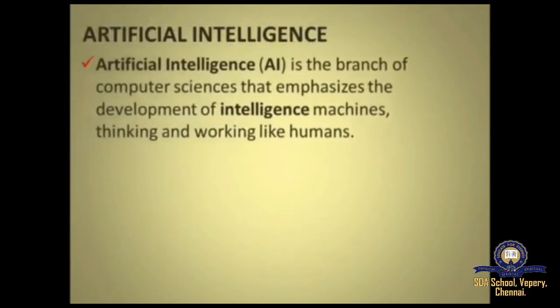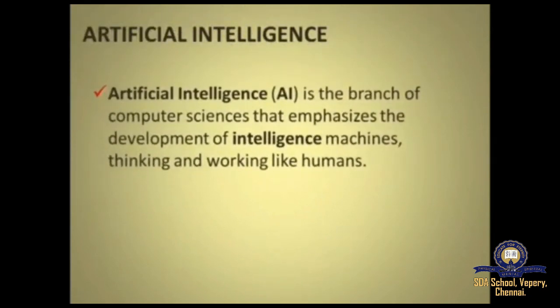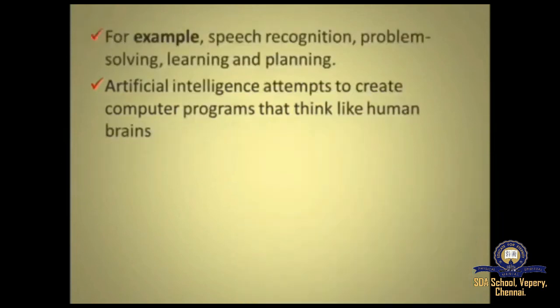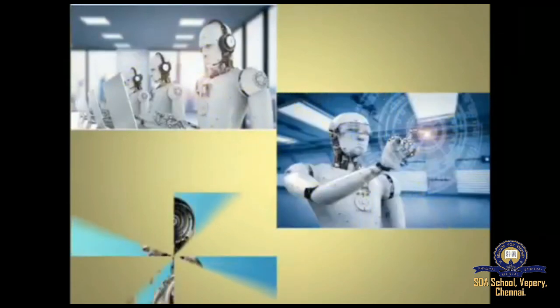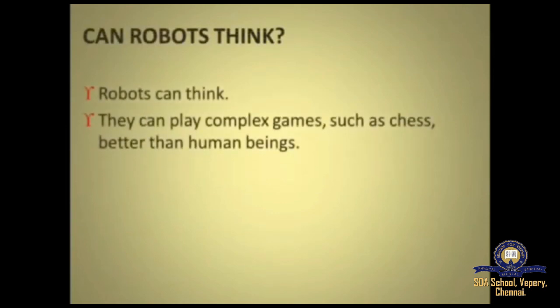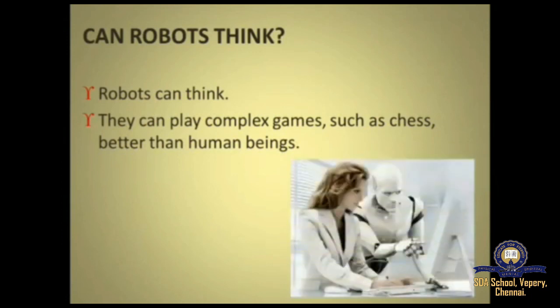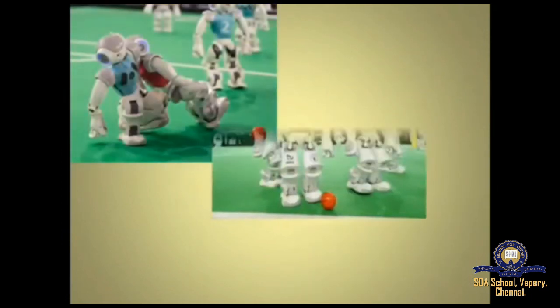And next we moved on to the artificial intelligence. So what is artificial intelligence? It is the branch of computer science that emphasizes the development of human intelligence in machines. Okay, so we saw examples and pictures of robots with artificial intelligence. So next we moved on to, can robots think? Yes, robots can think, and they can even play complex games such as chess, soccer better than human beings. And we saw pictures of robots playing.